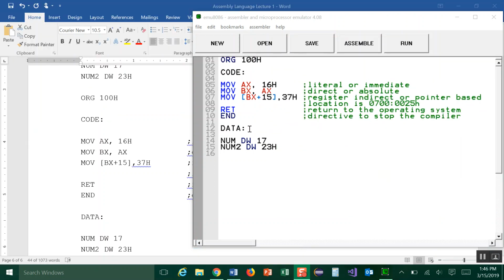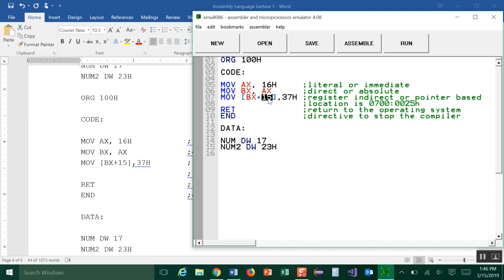Now let's look at the second program in this addressing modes. Once again, we are moving 16H into AX. This is the literal value embedded in the instructions, so it's called literal or immediate. And this is moving between two registers, so it's direct or absolute. And this here, we are moving the value 37H into BX plus 15. BX has the value of 16H.